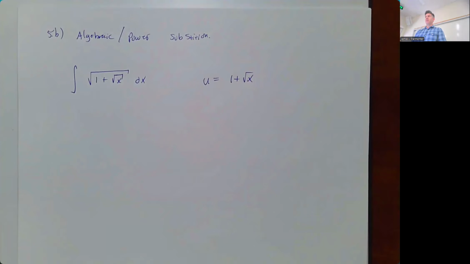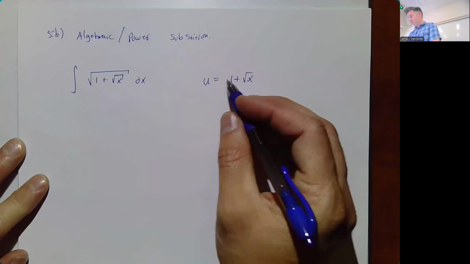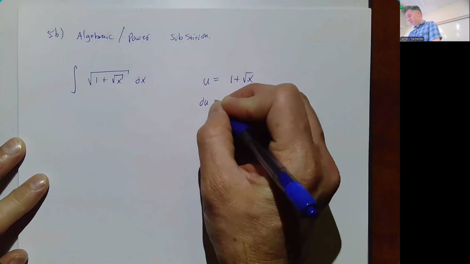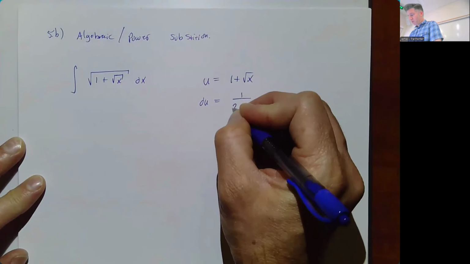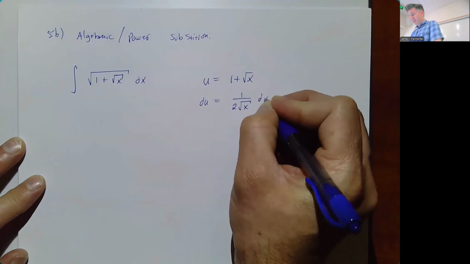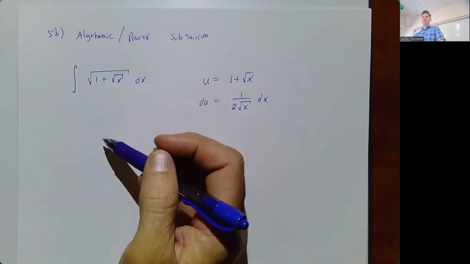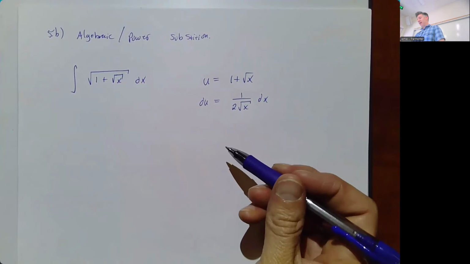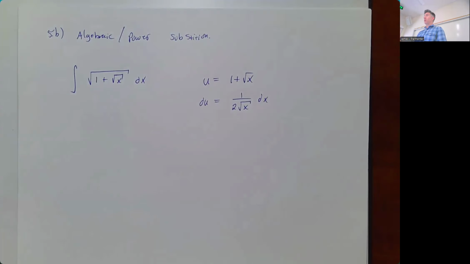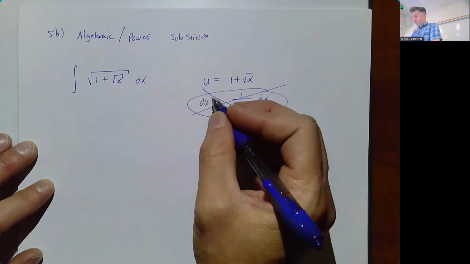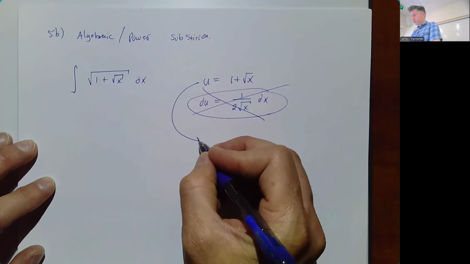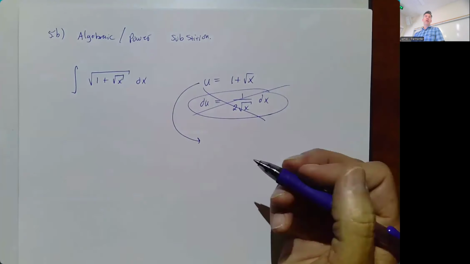And you might notice that finding du is not going to help us. If I take the derivative of both sides, the derivative of x to the 1/2 is 1/2 x to the negative 1/2, or 1 over 2 square roots of x. I don't have that in my integral. So if that happens, I abandon this direction. So not this. Instead, take your u equal to 1 plus root x and solve for x.